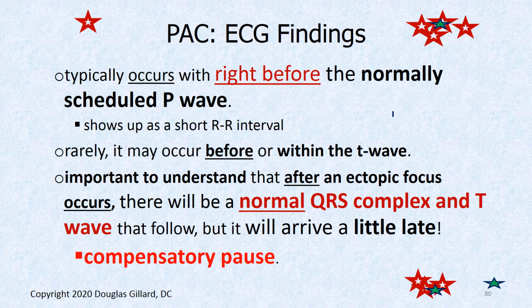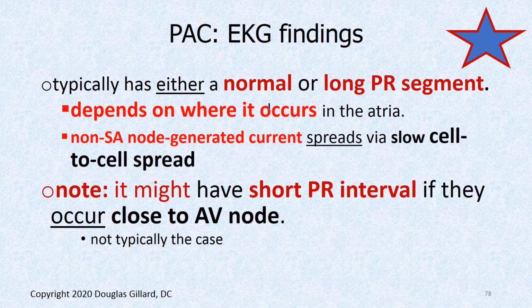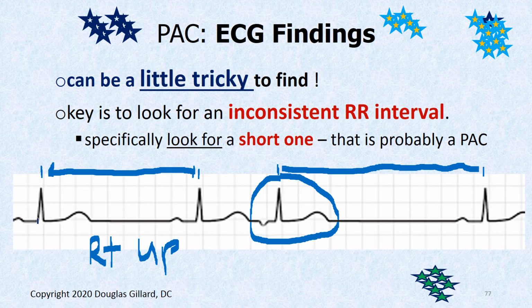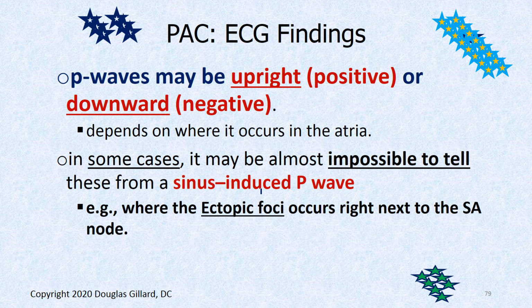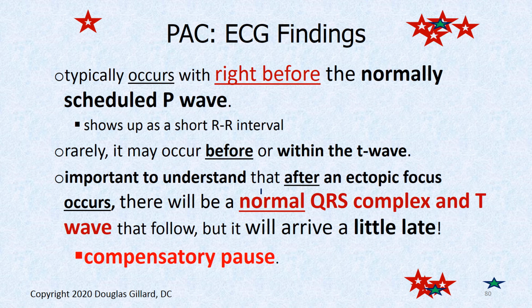Okay, some more fun facts about EKG findings. They typically occur right before a normally scheduled P wave, right? Because a normally scheduled P wave, there's a P wave, there's a P wave. The P wave should be about here, so it occurs before the next scheduled P wave, and that's why this RR interval is short here, if that makes sense. Rarely it could be before or within the T wave, but I'm not going to show you. Those are pretty rare examples to my understanding.